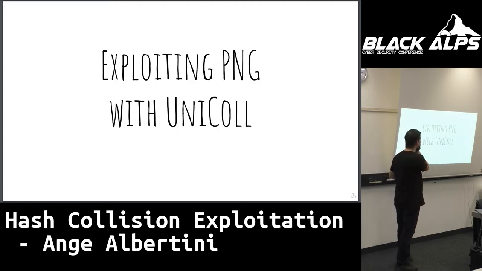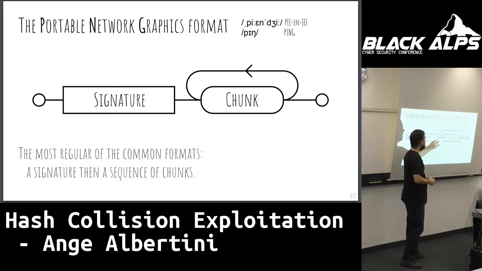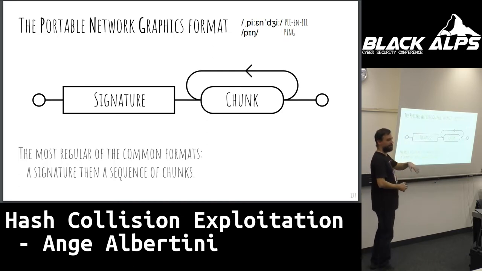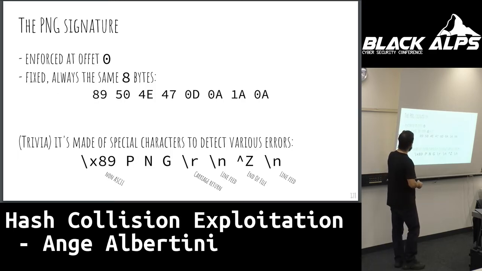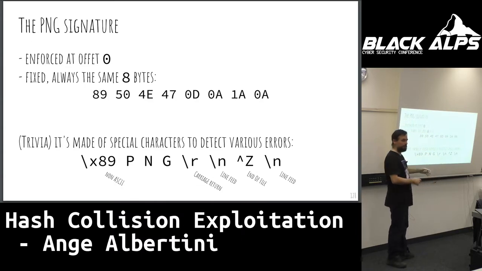So let's look at PNG with Unicol. The PNG file format is extremely regular. It's a signature and a sequence of chunks, and all these chunks have the same overall structure. Underneath, they have different structures, but that's not what we need to know. We don't care. The PNG signature is enforced at offset 0, and it's always the same 8 bytes, which have some meanings, but we don't care. We know that this is what makes a valid PNG at the start, and we just keep 8 bytes.